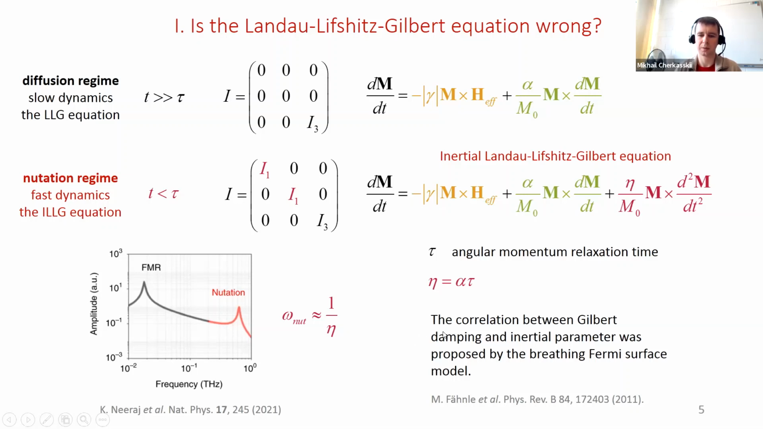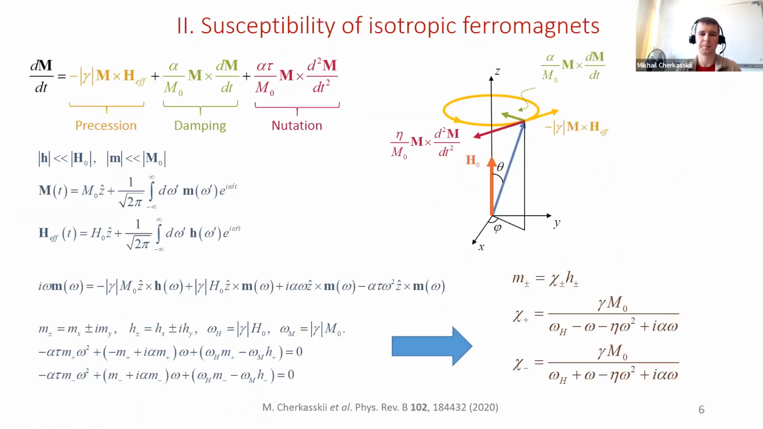Here in the first part of the investigation, we employed this relation between inertial parameter and Gilbert damping, which was proved by the Breathing Fermi surface model. Next, in this inertial LLG equation, there are three terms, and each term can be juxtaposed to a specific vector, which pushes magnetization to a specific direction.